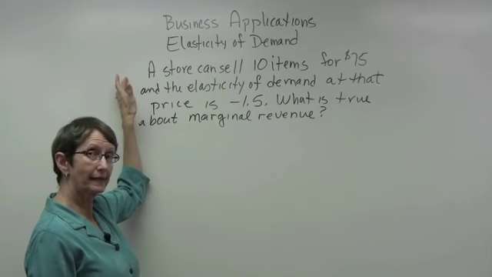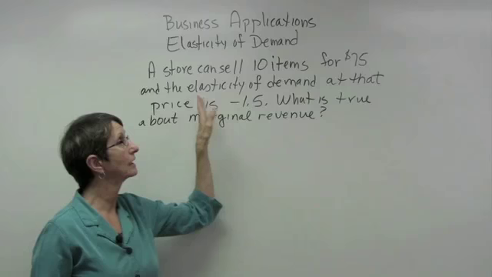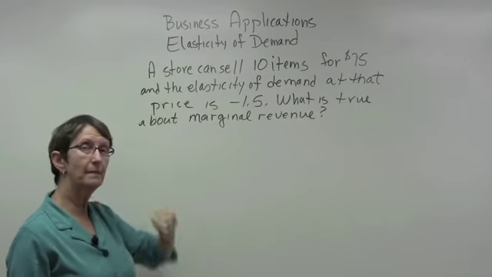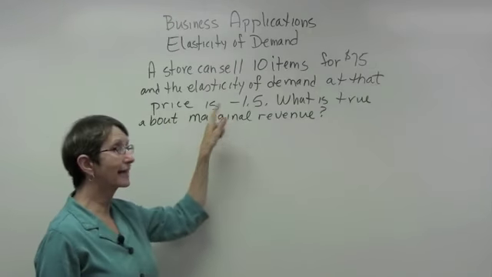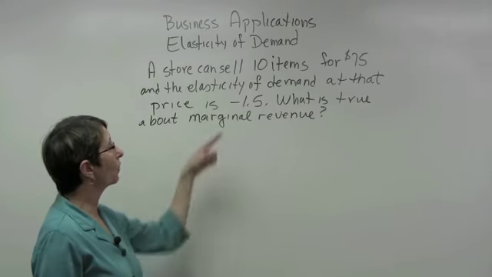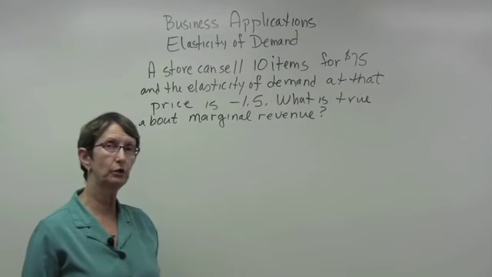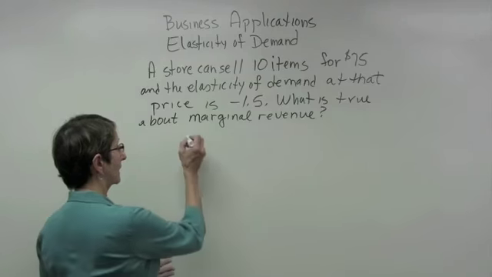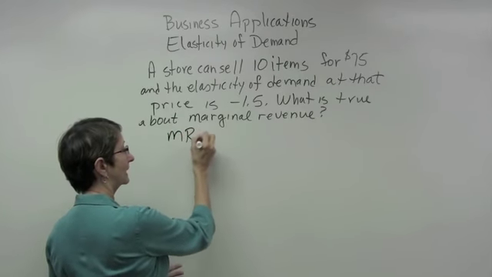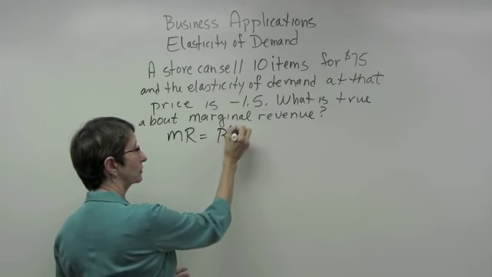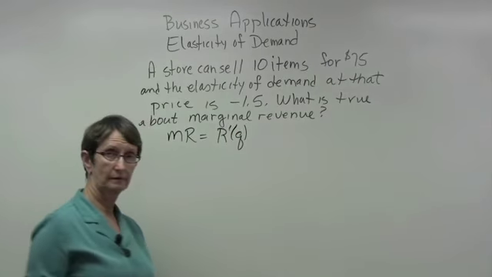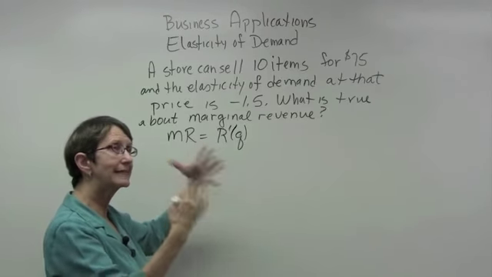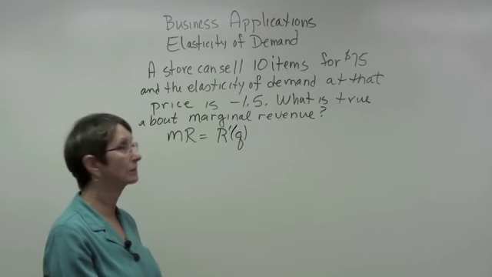We have this problem right here. A store can sell 10 items for $75, and the elasticity of demand at that price is negative 1.5. So what is true about marginal revenue? Now, marginal revenue is the derivative of revenue with respect to quantity. So we have to think in terms of elasticity with quantity as the variable.